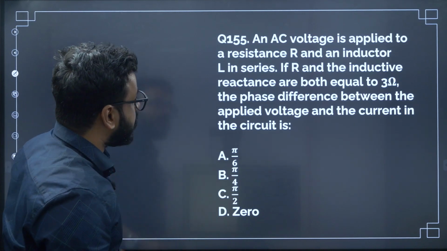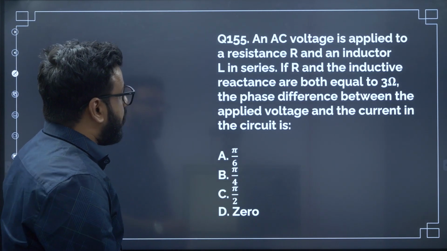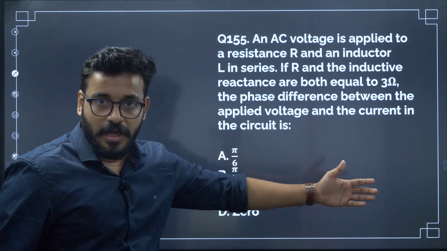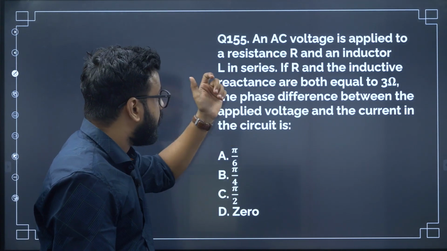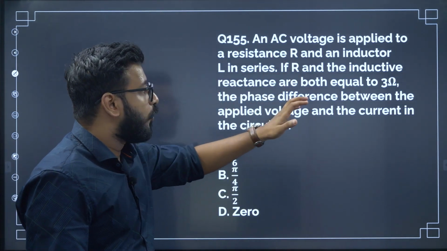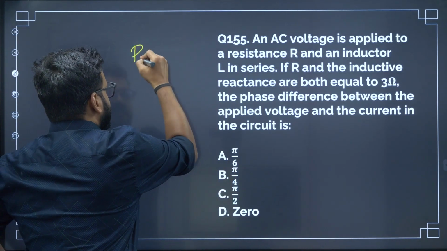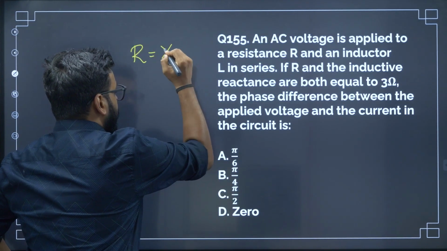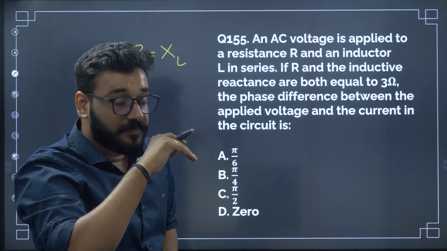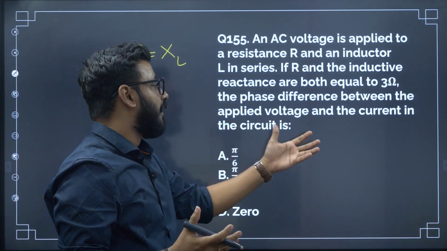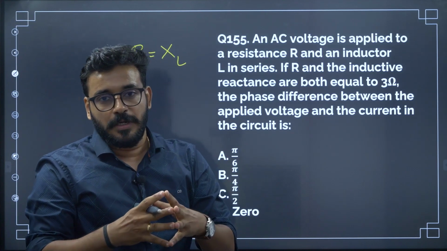So next question. An AC voltage is applied to a resistance R and an inductor L in series. Once again, we have an RL circuit, resistance R, inductor L. If R and inductive reactance are both equal, which is a very important point given in the question, then what is the phase angle? What is the phase difference between applied voltage and current? It's a very simple question.